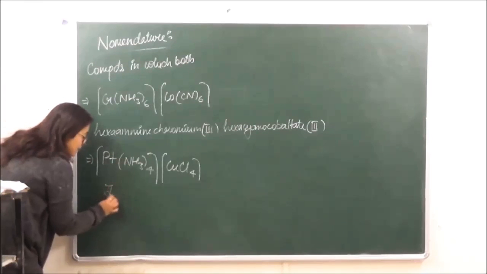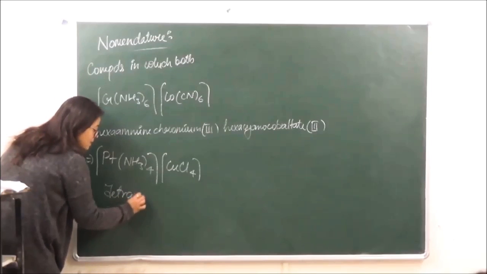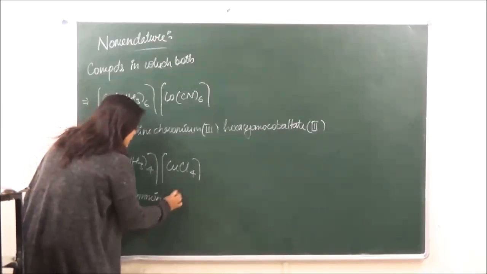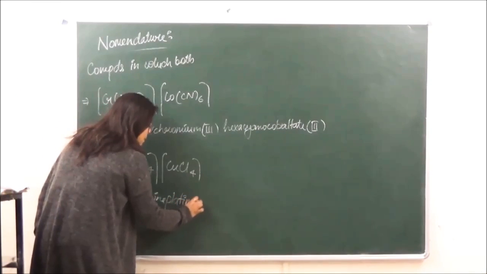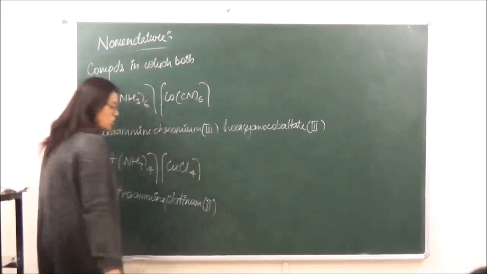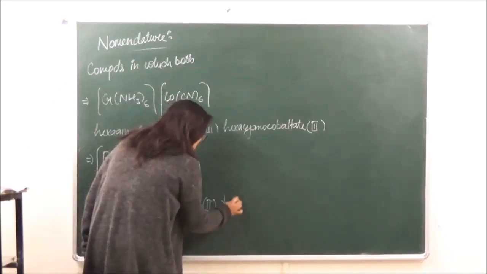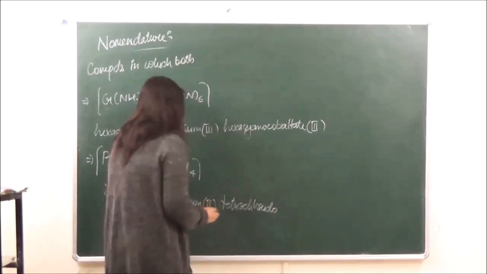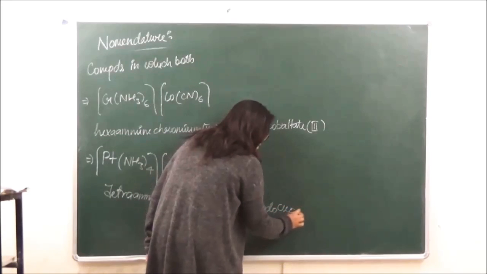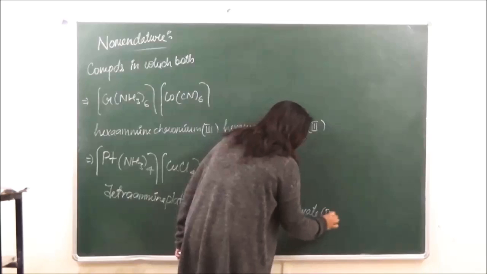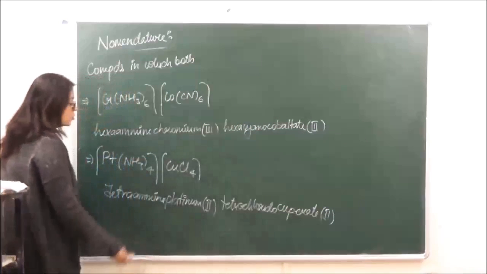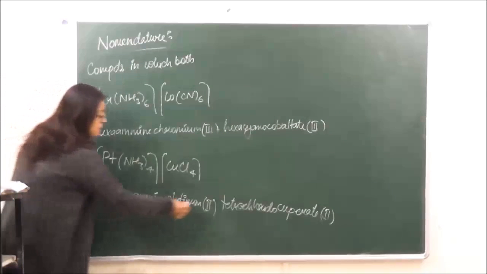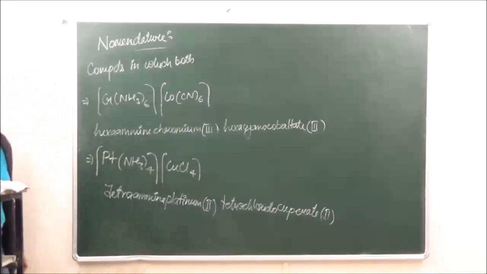We have tetraammineplatinum(II) tetrachloridocuprate(II). Right? So you can see that I have given a little space between the two coordinate entities over here, and similarly a little space between both the ions over here.